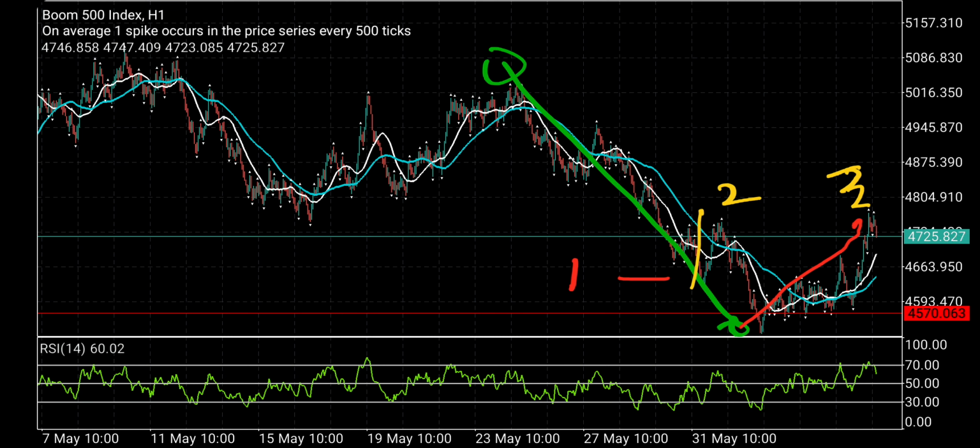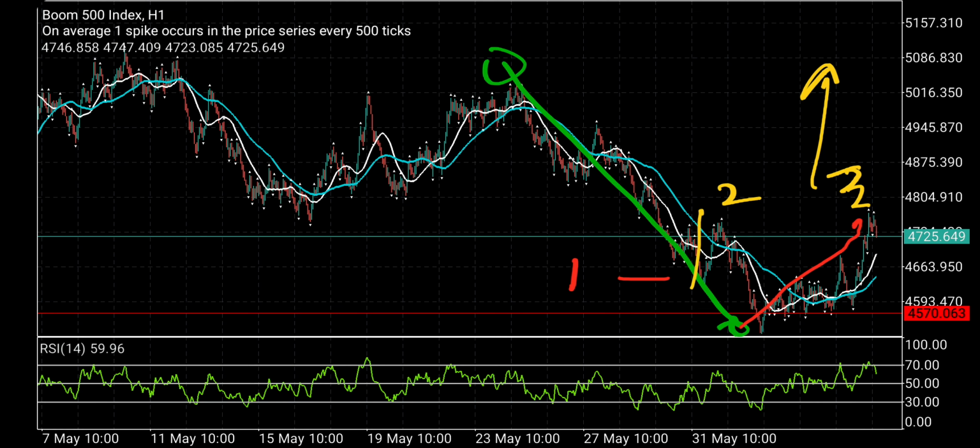This doesn't mean that the market is going to continue on a downtrend. As a matter of fact, this support zone right here might turn into a resistance zone for the market to keep shooting up. So you must be very careful for the breakout.